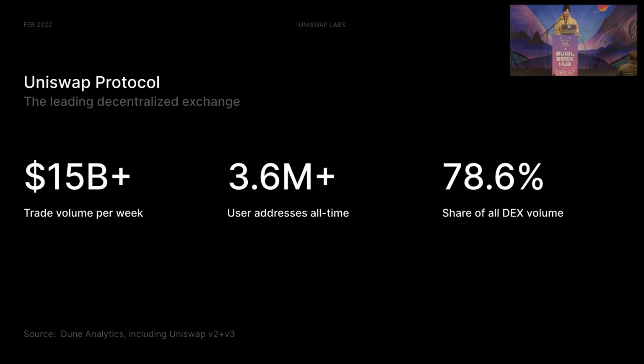So I think it's interesting just to take a look at some stats around the Uniswap protocol right now, just to get some context for what people are doing. So if you look at Uniswap v2 and v3, these stats were taken maybe a week or two ago. We're seeing 15 billion plus trading volume per week, over 3 million unique user addresses of all time, and almost 80% share of the DEX volume. So it's pretty safe to say that a majority of swapping across DEXs is being done on Uniswap. And because of that, I think it's important to look at how people are doing that swapping and how websites across the web are managing that.